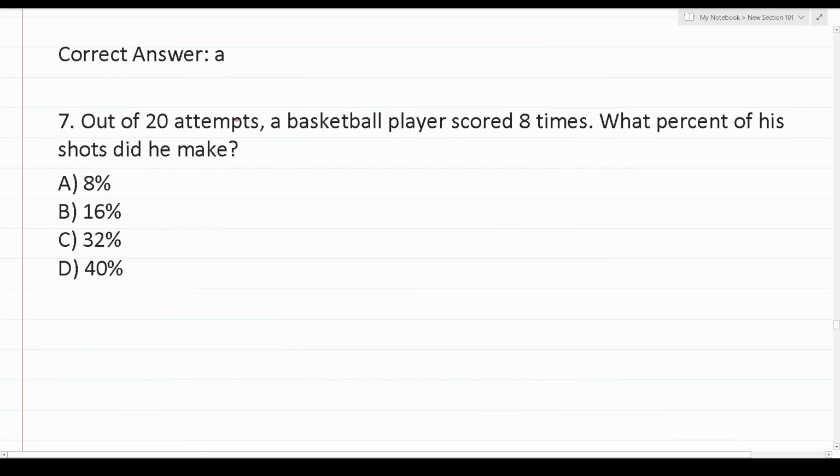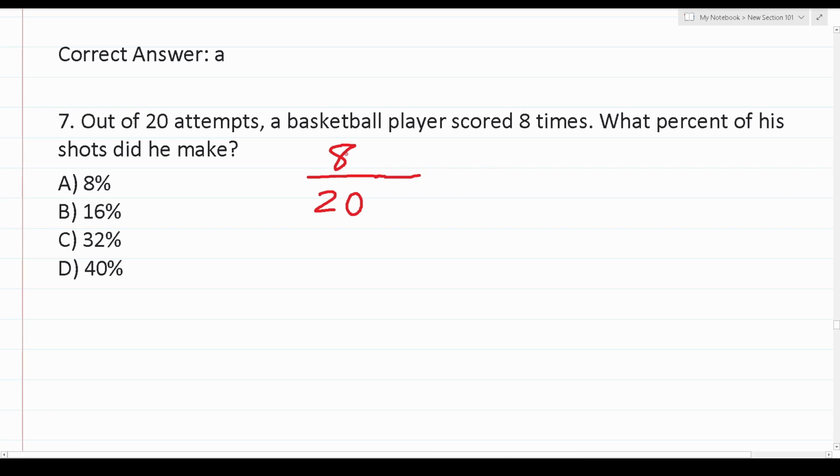Number 7 says, out of 20 attempts, a basketball player scored 8 times. What percent of his shots did he make? All right, so he made 8 out of 20 shots. And we have to figure out a way to convert this fraction to be in terms of a percent. Well, the first thing we're going to do is convert this fraction to a decimal. And the way you do that is by performing long division. All right, and prior to doing this long division, we can actually simplify this fraction.